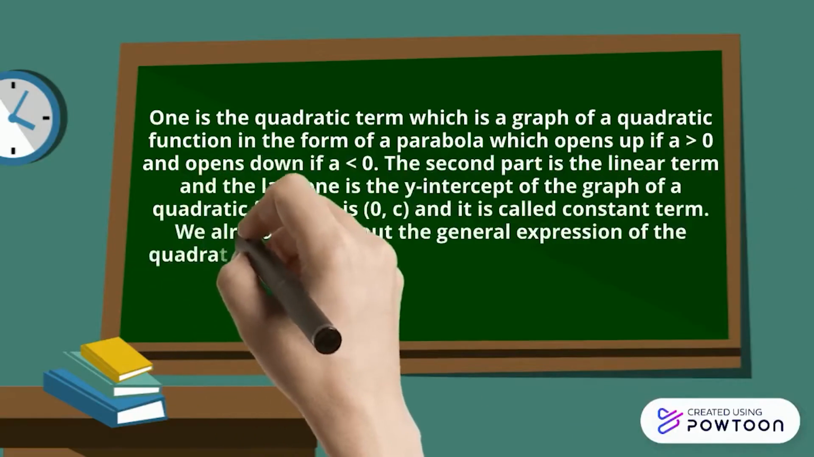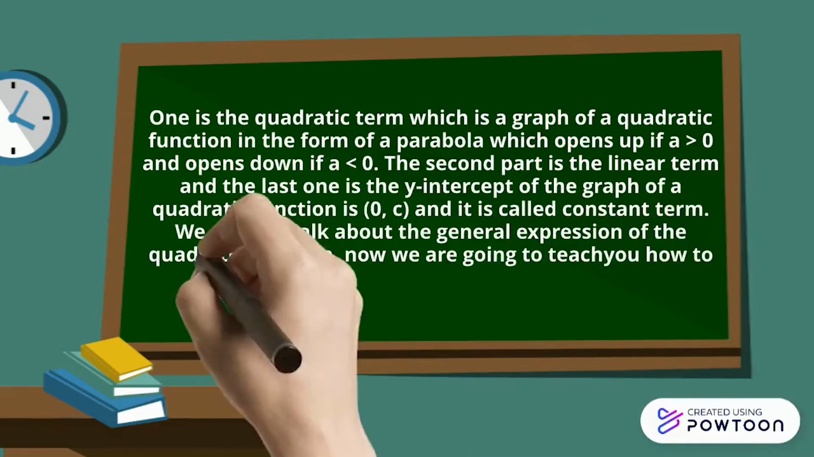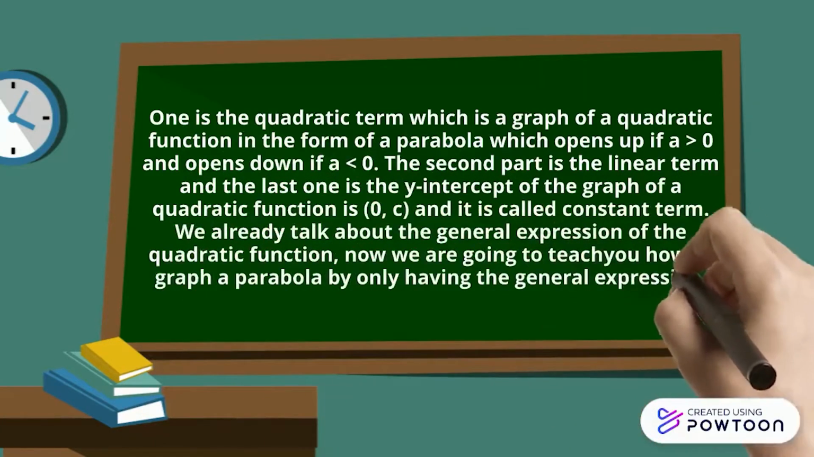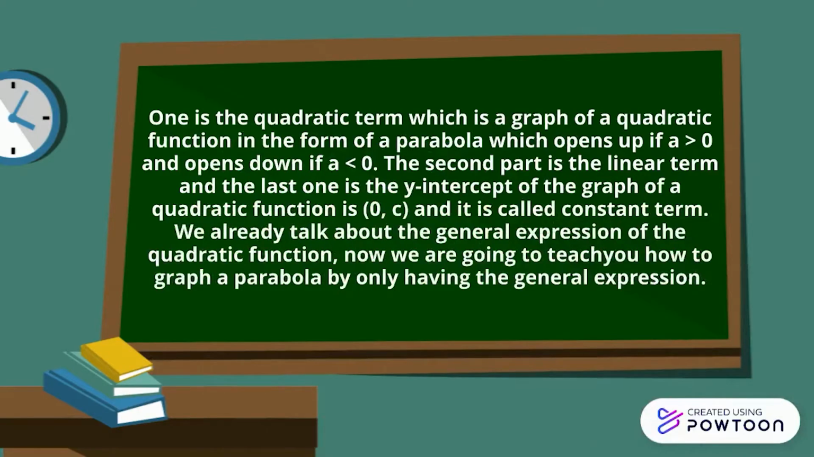The second part is the linear term, and the last one is the constant term, since the y-intercept of the graph of a quadratic function is 0, c. We already talked about the general expression of the quadratic function. Now we are going to teach you how to graph a parabola by only having the general expression.